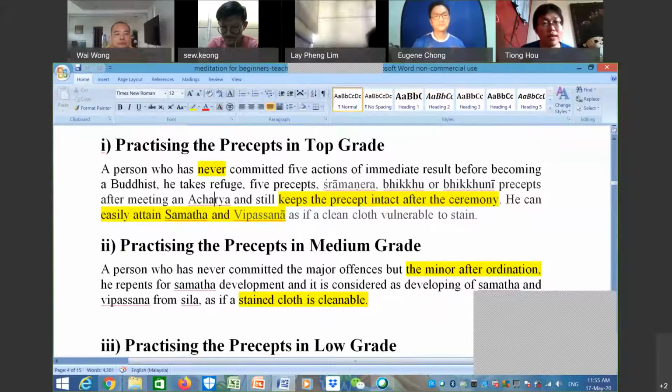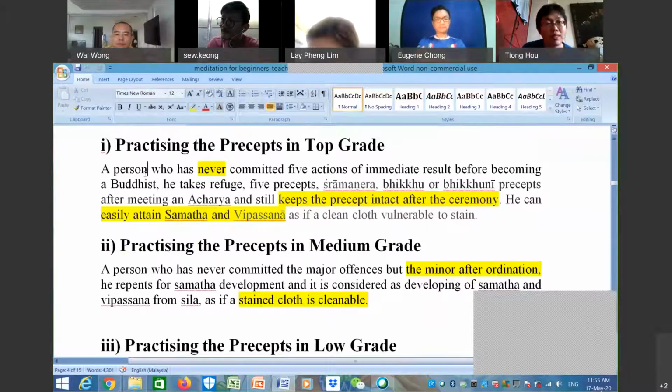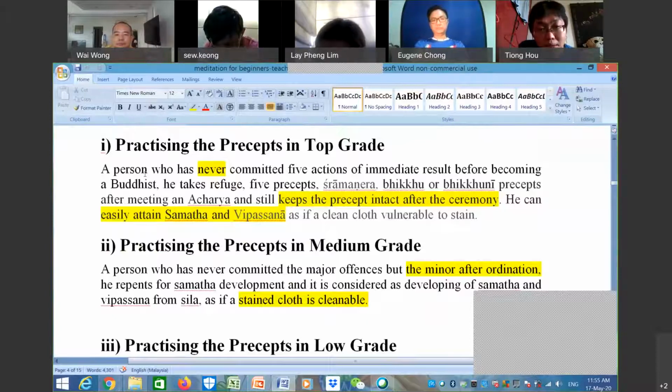A person who has never committed the five actions of immediate result before becoming a Buddhist, who takes refuge, the five precepts, śrāmaṇera, bhikkhu, and all bhikkhuni precepts after meeting an acharya, and still keeps the precepts intact after the ceremony, can easily attain Samatha and Vipassana, as if a clean cloth vulnerable to stain.